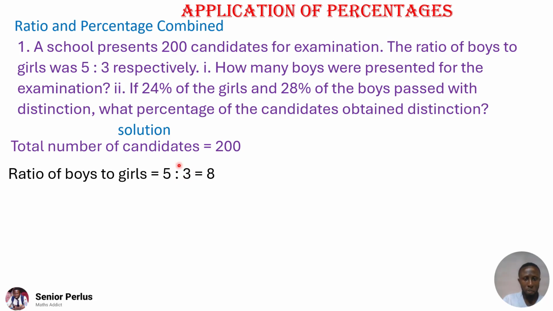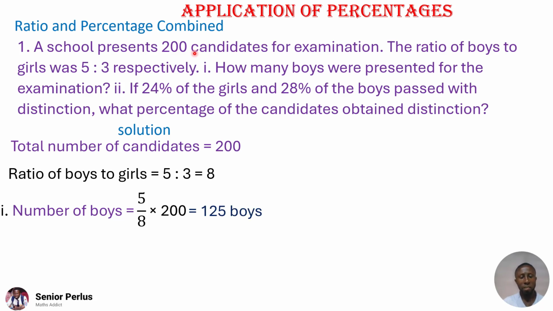How many boys were presented for the examination? If I want to know how many boys were present, the ratio is 5 out of the total, times the number of candidates present, then I'll get the boys. So this is for the boys. Since I know the boys, I can also solve for the girls. The girls will be 75, because if you subtract 125 from 200, you get 75.